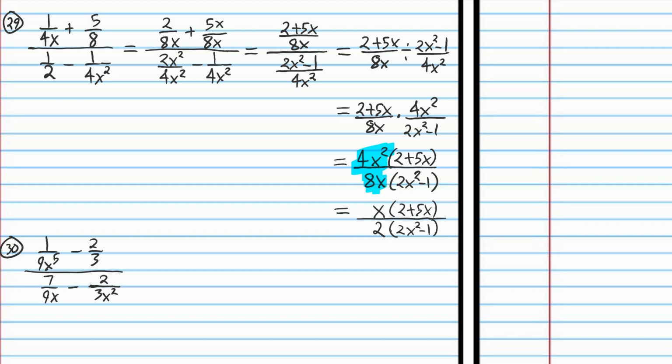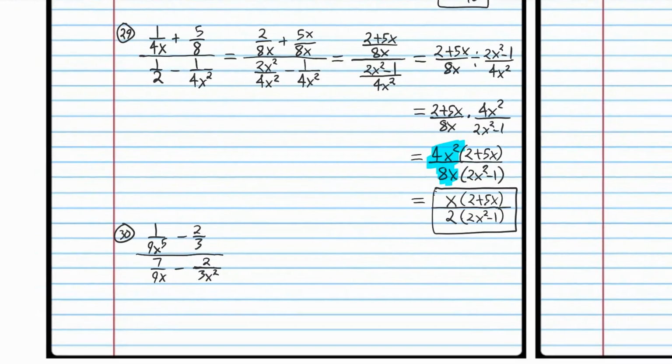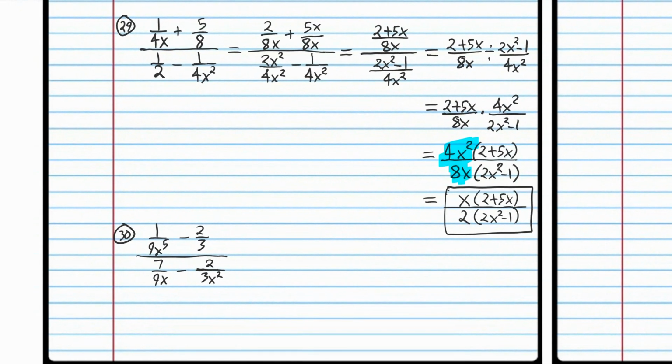All right, so if you got, well, I guess we did that one together. All right, so now you can try number 30, and when you come back, we'll do it together. All right, we're back.